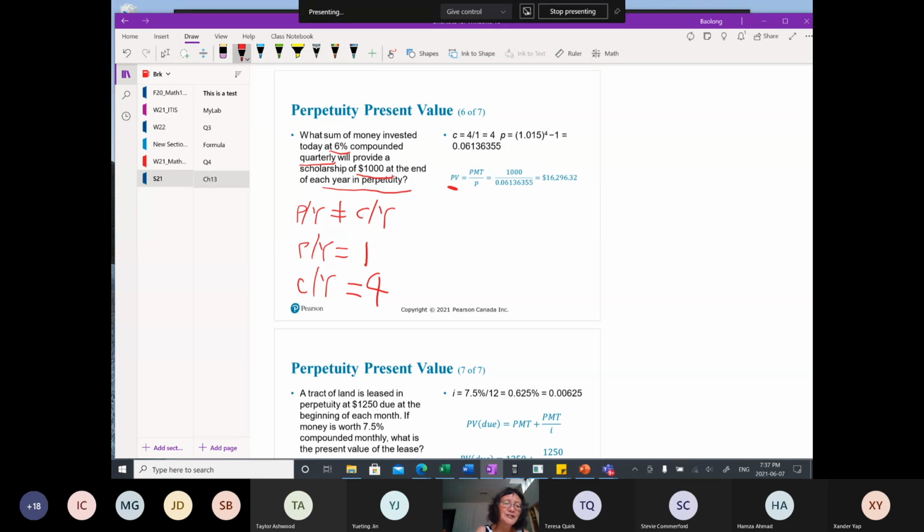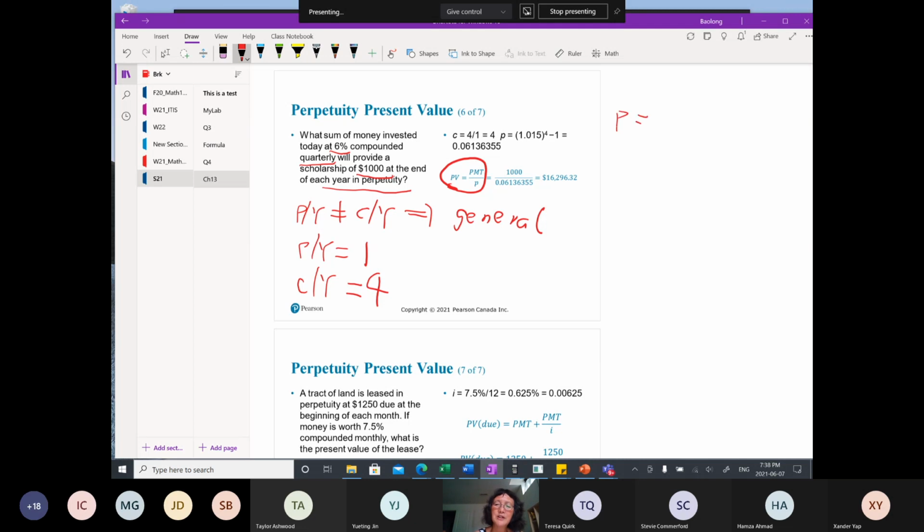So now in this question, you see PY not equal to CY means that it is general. When PY is not equal to CY, it is a general perpetuity. When it is general, you need to use P, not I. So PV equals PMT over P. We already know PMT, that is 1,000. So now we need to figure out what P is.